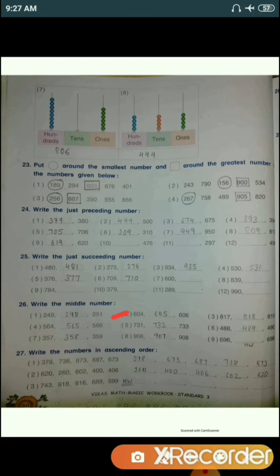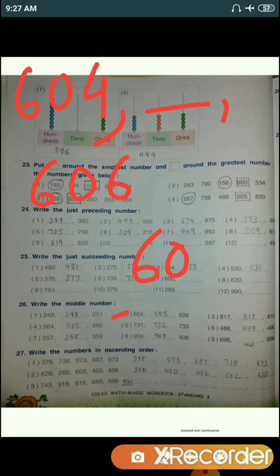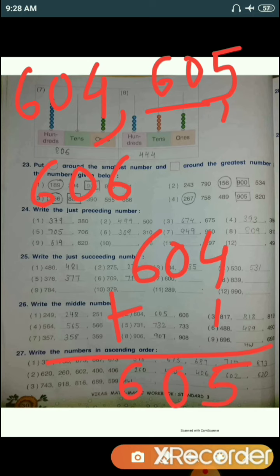Next is 604, dash, 606. So again 604 plus 1. 4 plus 1 is 5, 0 as it is and 6. So the middle number is 605.